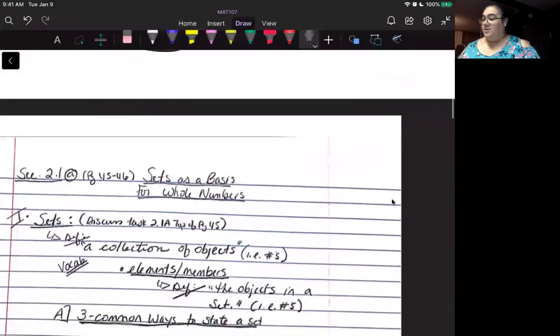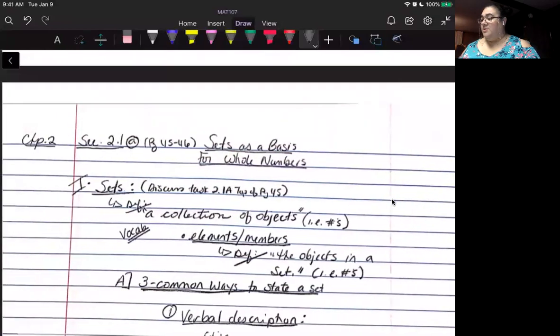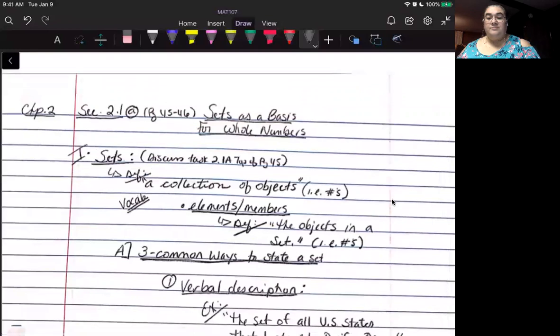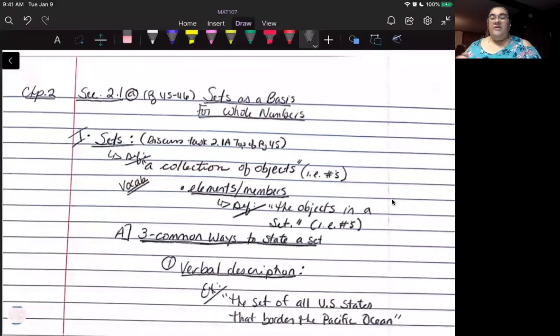Okay, and so here we go. Let's begin with the notes. Let me get that on the screen more clearly for you. Let's start with a basic definition. Our first topic is going to be sets, and here's our basic definition.